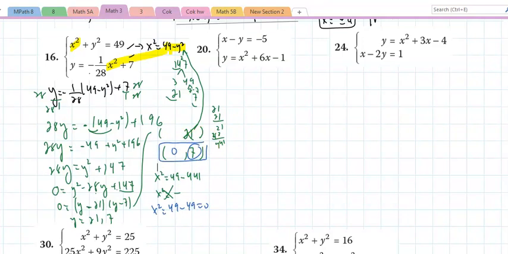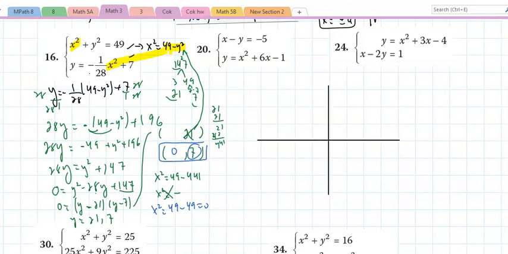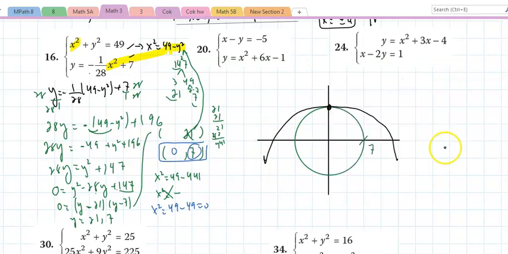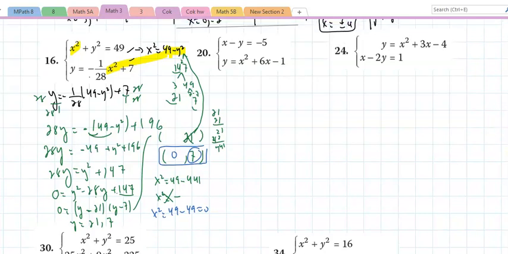I could look at the graph of that really quick. Graphically, I have a circle with a radius of 7. And this is a parabola starting at 0 right there. It opens down, but it's very, very wide, 1 over 28. So the graph looks something like this, in which it only crosses once. That could happen.